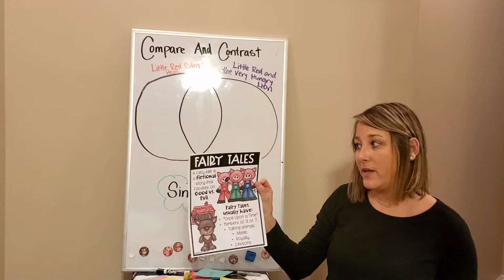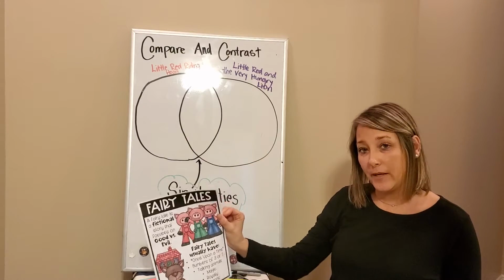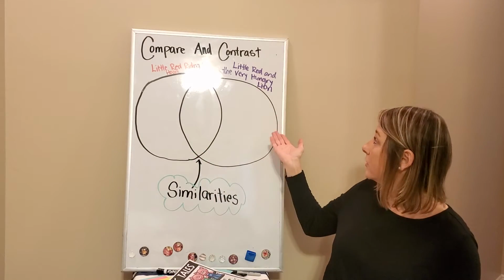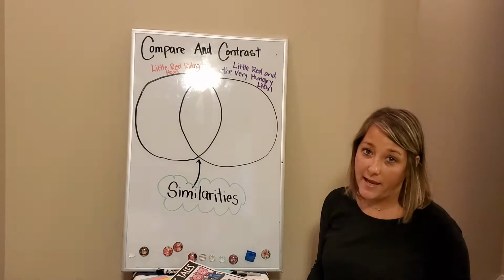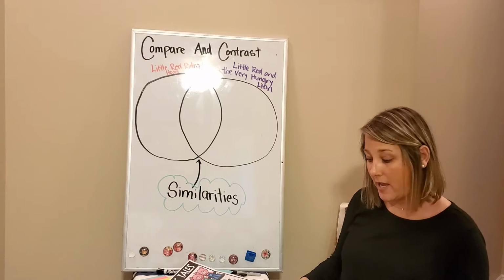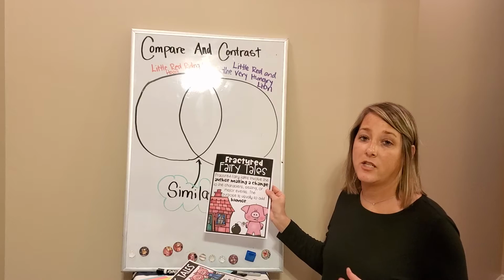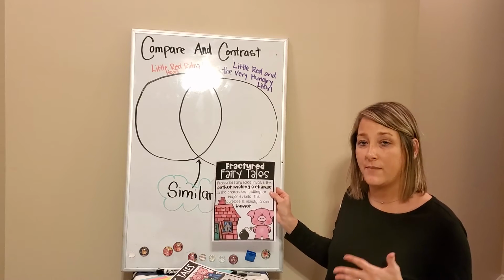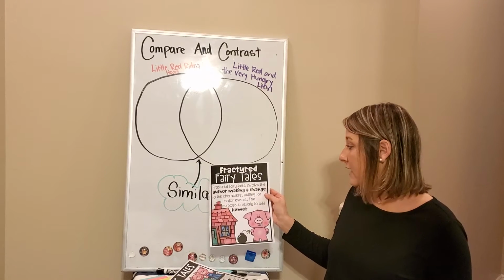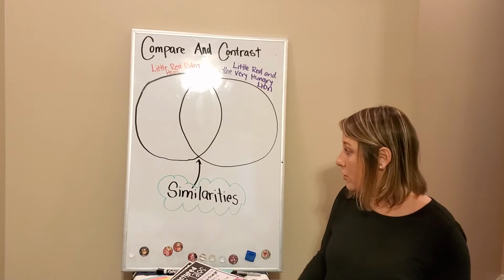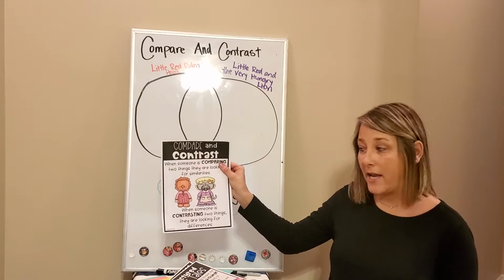So today we are going to take Little Red Riding Hood, the fairy tale, and Little Red and the Very Hungry Lion that you listened to yesterday, which is the fractured fairy tale. And that means that the author has changed something about the story, and its purpose is usually to add humor. So we want to compare and contrast.